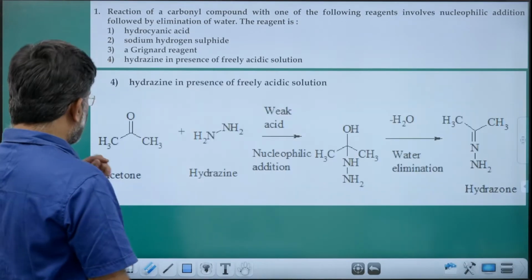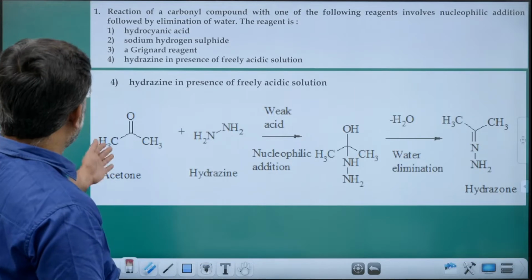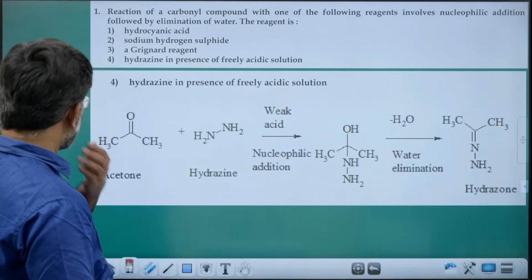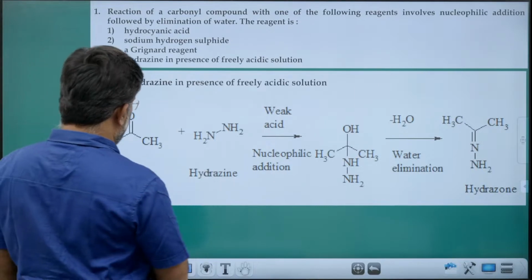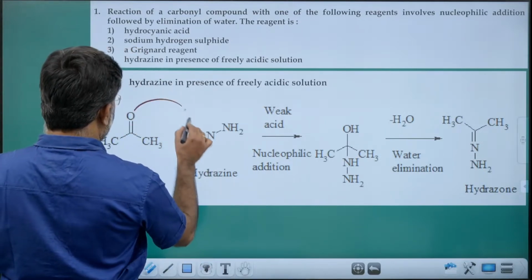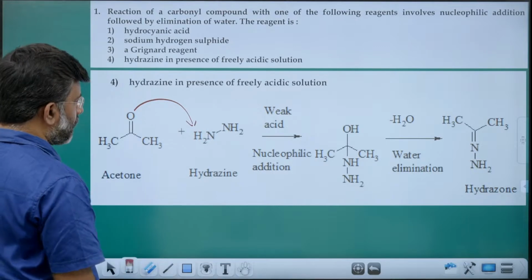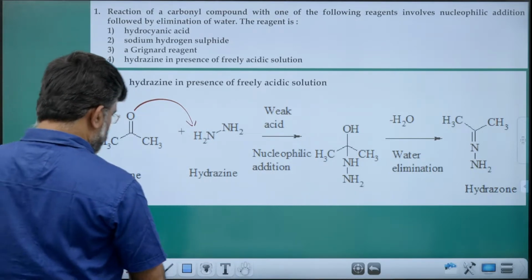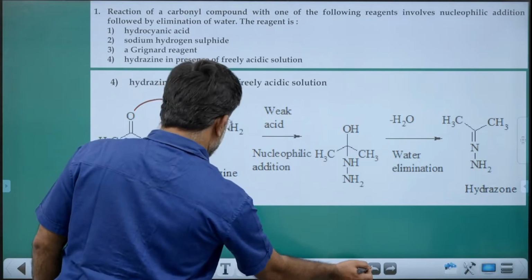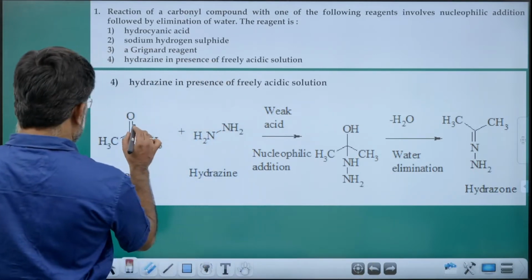Hydrazine. You see acetone or any of the carbonyl compounds. One of the carbonyl compounds is taken and is reacting with the hydrazine. It is interacting. It is undergoing a nucleophilic addition reaction.